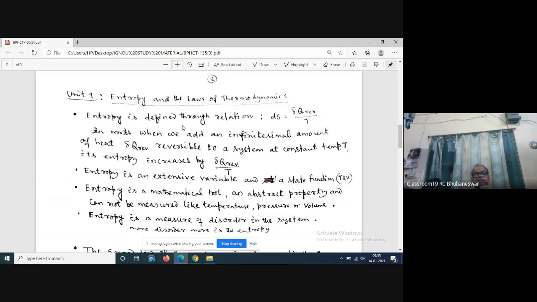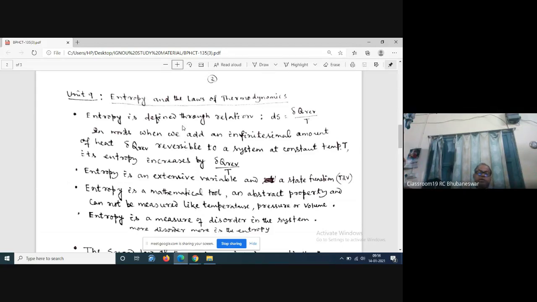So we write it: when we add an infinitesimal amount of heat delta Q reversible to a system at constant temperature T, its entropy increases by delta Q reversible by T. Say either increase or decrease, that is the change. So the change in entropy is delta Q reversible by T. Now see, entropy is an extensive variable that doesn't depend upon the mass, and is a state function.